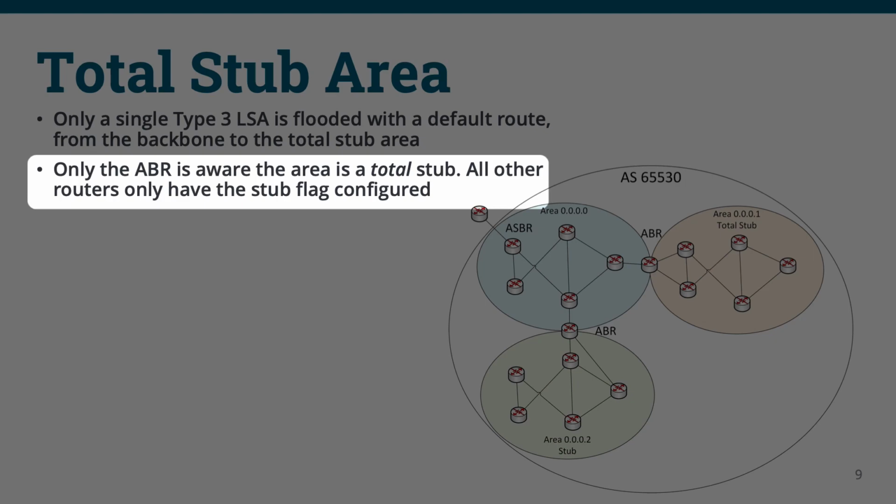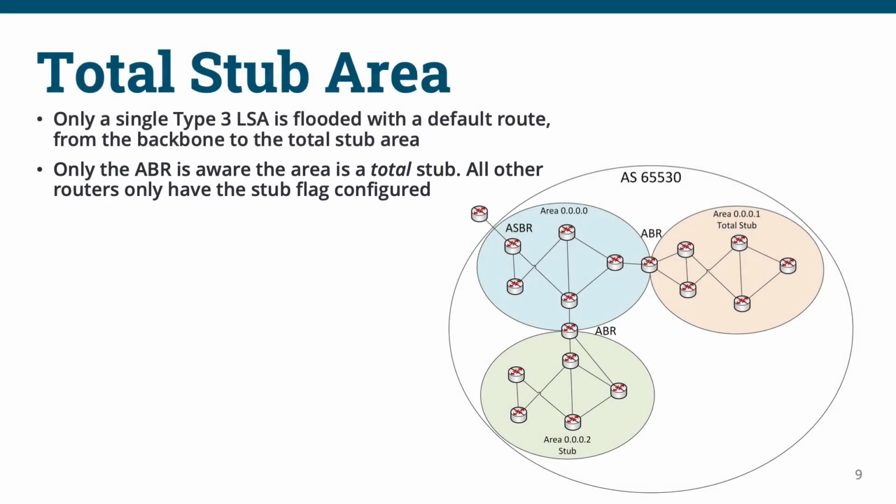Where all of the participating routers in the area would have the stub flag, the total stub would be identified on only the ABR. In each of these area types, we can have more than a single router connecting the area to Area 0, in which case the IGP metric would be used by each router to determine the best path to the nearest ABR.